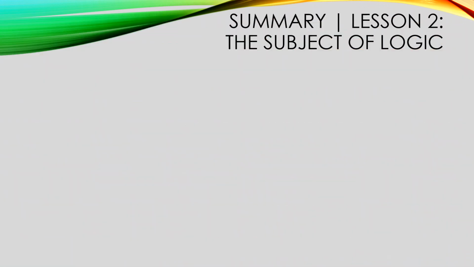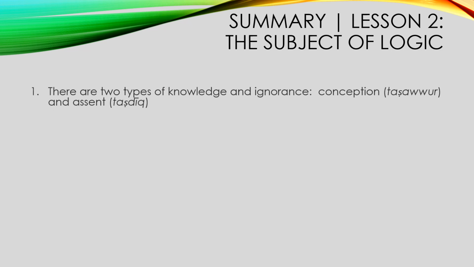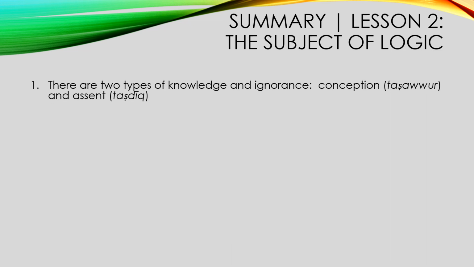So before we proceed on lesson 3, let us have a summary of lesson 2, which is about the subject of logic. First, there are two types of knowledge and ignorance, what we call conception or tasawwur, and assent or affirmative, or what we call as tasdiq.